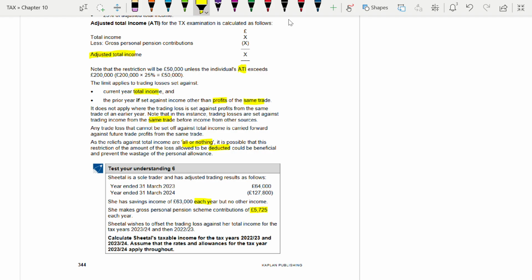Now, Sheetal wishes to offset the trading loss against total income from 2023-24 and 2022-23. We can take the last 3 years, last in, first out. Okay, we can take for the last 3 years.